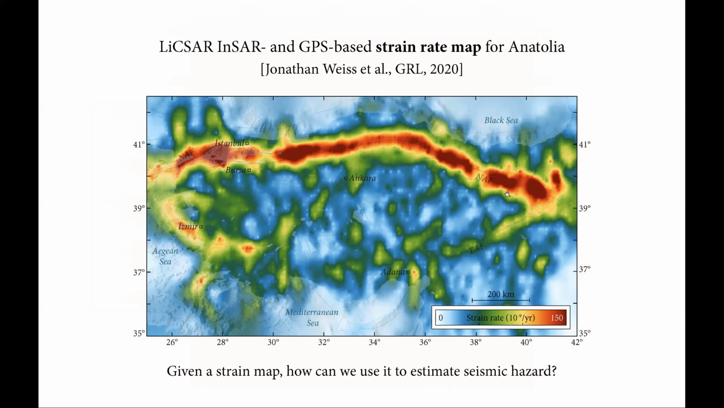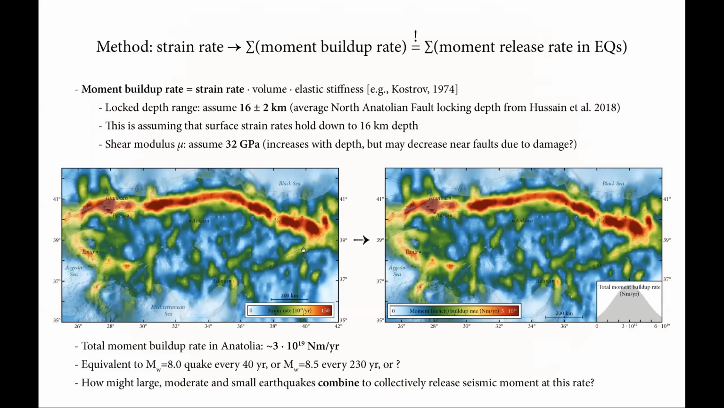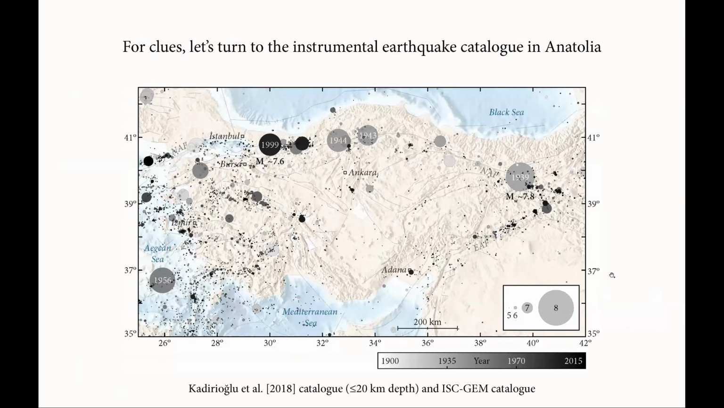So, crustal bending year in, year out. What I'm looking at is, what does this mean for the likelihoods of earthquakes? We take Jonathan and Richard and others' strain map, as you see here on the left, and we assume that those strain rates hold down to 16 kilometers depth, which is a good value for the locking depth of the North Anatolian faults from work by Ekbal Hussein and others. You can assume something about the rigidity of the crust. We just assume a constant shear modulus. And you can convert this to units of moment, which is basically earthquake size or earthquake potential, if you like.